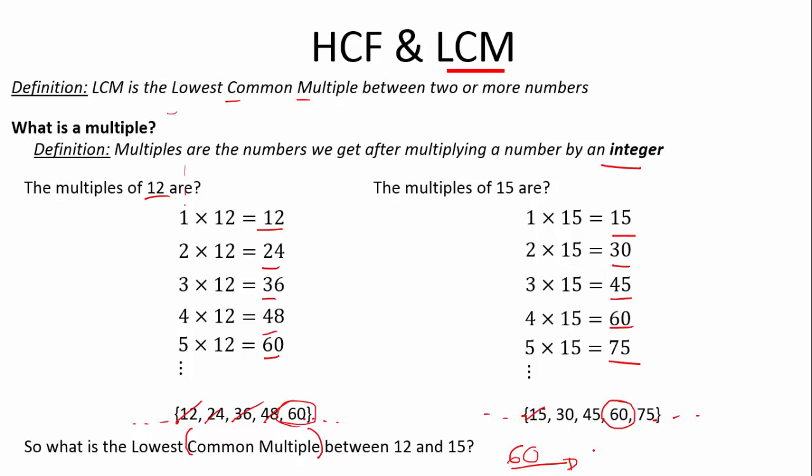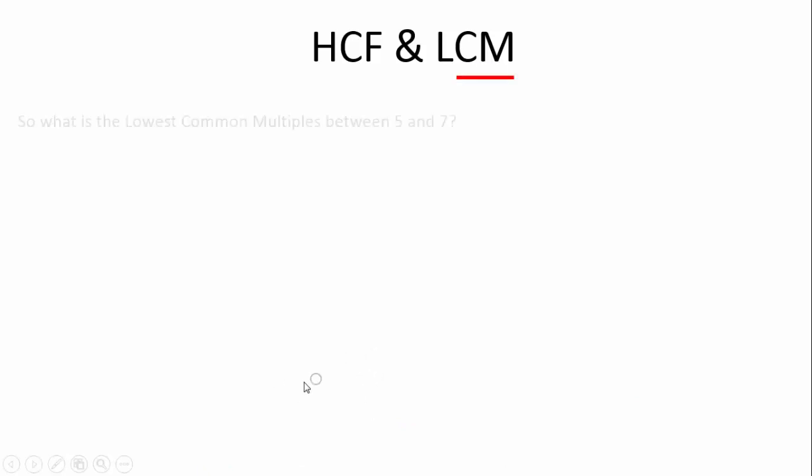We could double that to get another common multiple, but it would not be the lowest. It's important we're looking for the lowest. Another thing I forgot to mention is you can't use negatives for this. Otherwise, it will go on forever. We're looking for the lowest positive common multiple. So looking at lowest common multiples, let's try these examples.